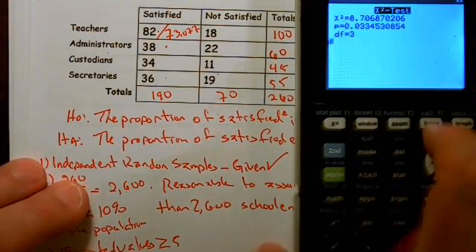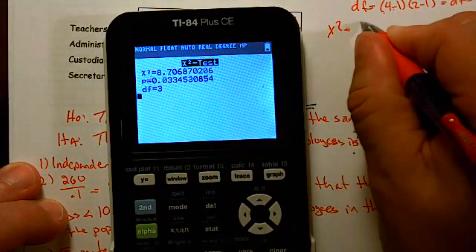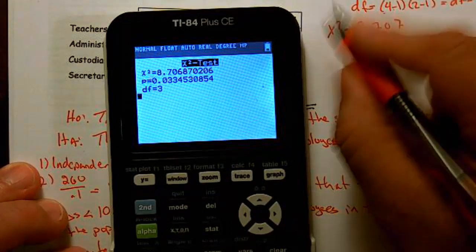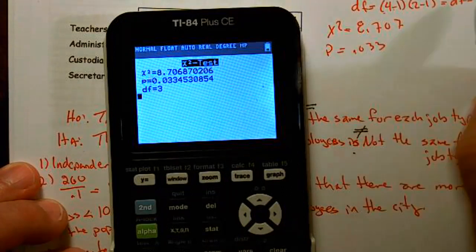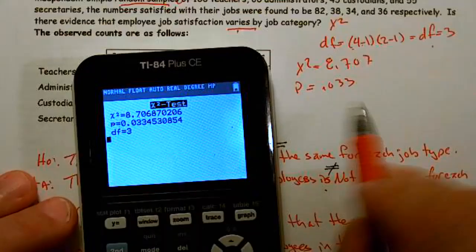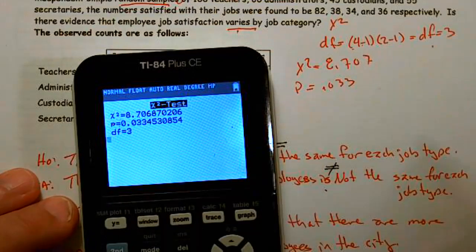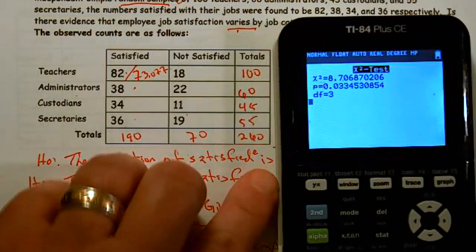And we're going to note down our stuff right now. So we ended up with a chi-square equal to 8.707. We have a p-value equal to 0.033. And of course, our degrees of freedom actually matched what we did when we did them by hand. All right? So let's re-enter the matrix, but this time instead of matrix A, we're going to enter matrix B.